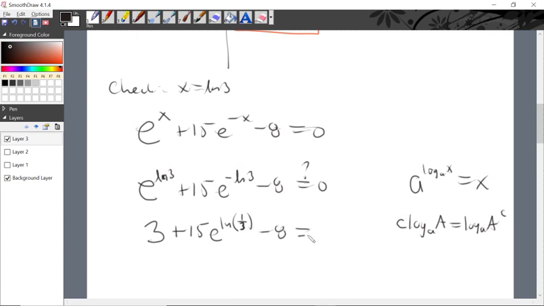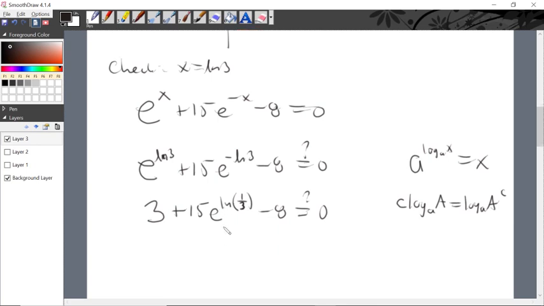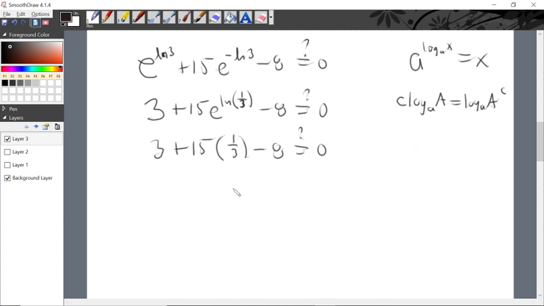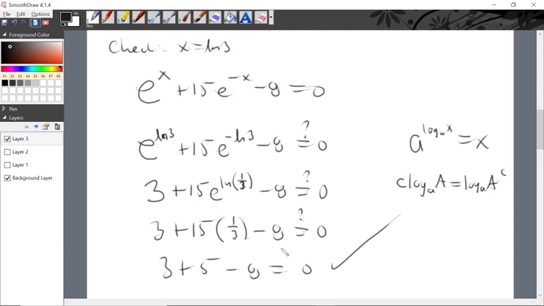And then minus 8, does that equal 0? And now, by the same property of logarithms that I used over here, the e and the natural log are going to cancel each other out. So we have 3 plus 15 times 1/3 minus 8. Does that equal 0? 15 times 1/3 is 5. 3 plus 5 minus 8. Yes, that does equal 0. Okay, so natural log of 3 is going to be a solution to the equation.